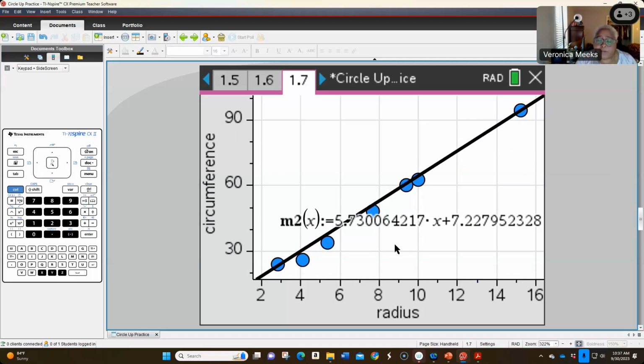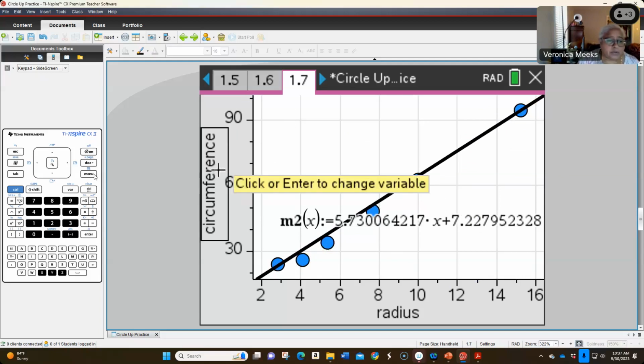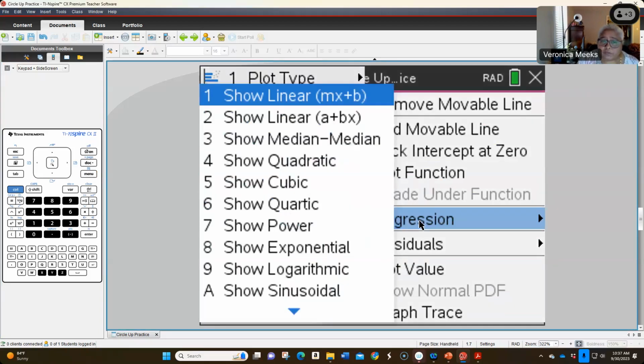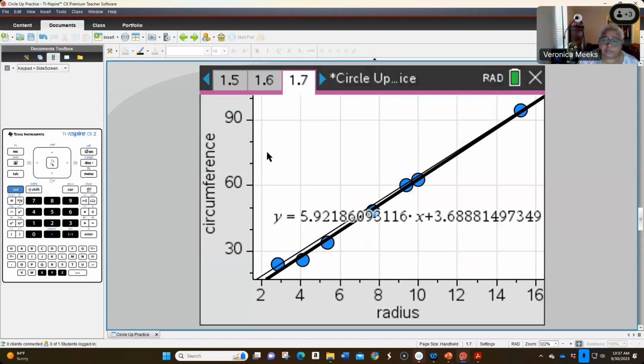So once they've done that, they write down that equation, and then we're actually going to do the regression line. So we're going to go to menu, analyze, regression, and then linear regression. And so here you can see the linear regression equation. So we have the students write that down also, and then do a comparison of the two equations and see what they have in common and what they don't have in common, so that they can see that.